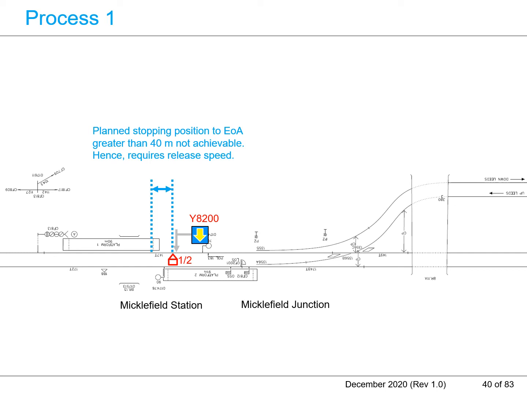The overlap section beyond the EOA is greater than 70 meters. Therefore, the location of the EOA is compatible for the maximum 40 km/h release speed. The actual release speed is calculated by the onboard ETCS.